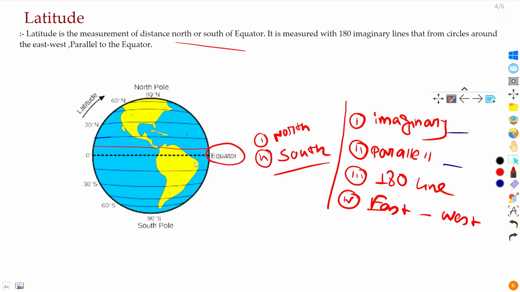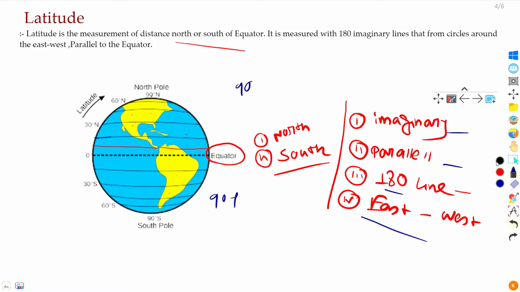Okay. And number three is 180 latitude lines. It means from the equator to the North Pole there are a total of 90 lines, and to the South Pole there are a total of 90 lines. So the total latitude lines are 90 plus 90, 180 lines. And you already get this point: all latitude lines run around the Earth's surface from east to west direction.